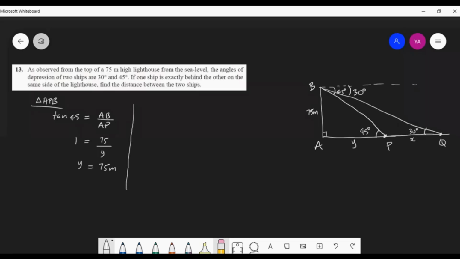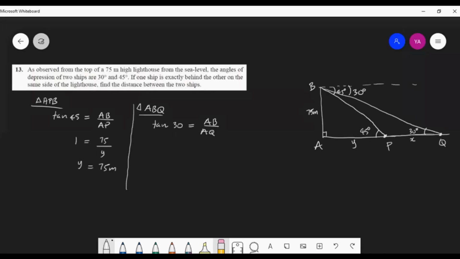Then we take the next right triangle. What's the name of the next right triangle here? There are three triangles. ABQ, right triangle ABQ. So you give the values. Tan 30 is equal to what will come? AB by AQ.